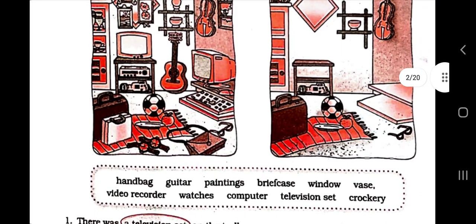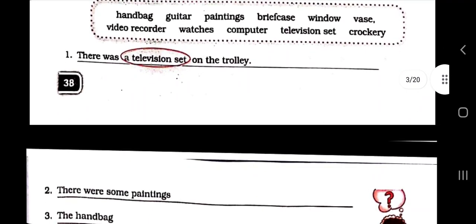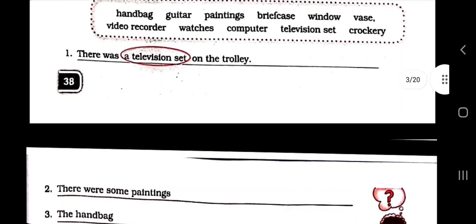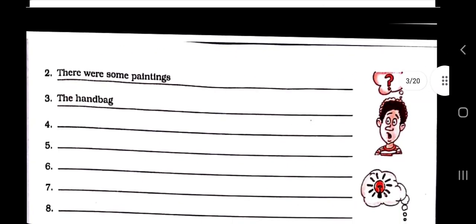Voice is here, video recorder is here, whereas watches are lying here, computer is here, television set, this place. Now see this, in this picture the things are missing. Now you have to arrange, you have to make sentences. There was a television set on the trolley, right? Now let's complete the sentences.